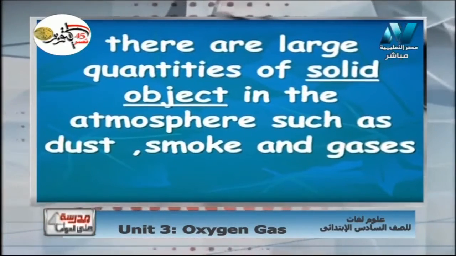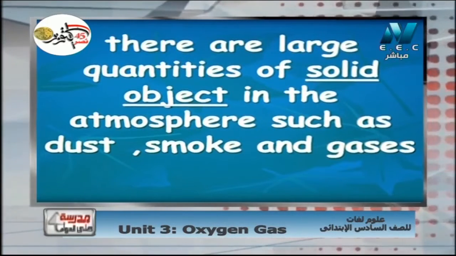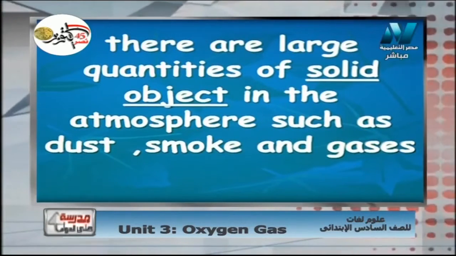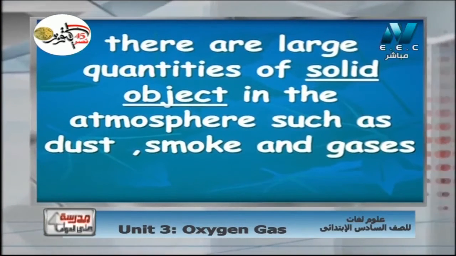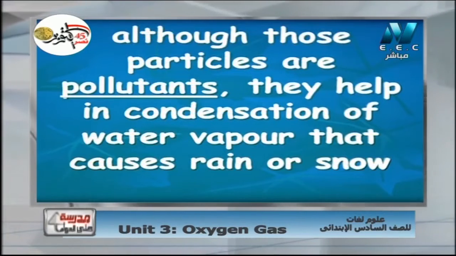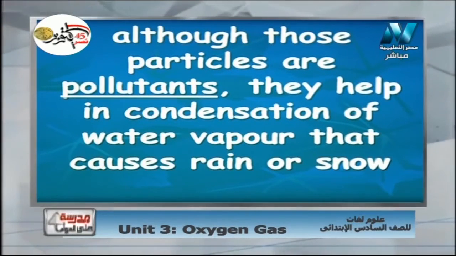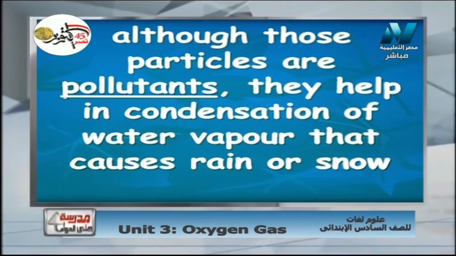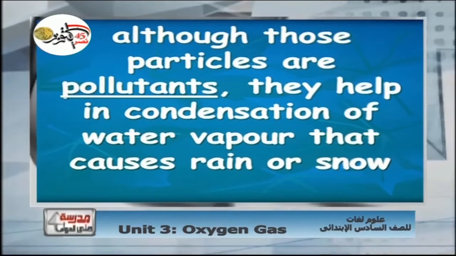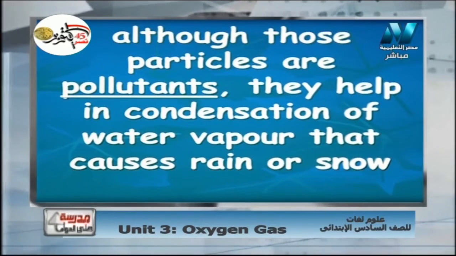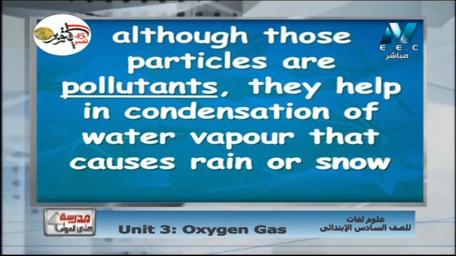Also, there are large quantities of solid objects in the atmosphere such as dust, smoke, and also gases. في حاجات صلبة في الغلاف الجوي أو كميات صلبة بنسميها dust تراب أو smoke الدخان. طب هل دي ليها أهمية؟ ليها أهمية مهمة جدا على الرغم إن هي ضارة جدا. Although those particles are pollutants, they help in condensation of water vapor. هي بتساعد في عملية تكثف بخار المية that causes rain or snow. وده اللي بيسبب الأمطار أو الجليد أو التلج في الدول البرد. يبقى إزاي بيتكون أمطار؟ بيحصل condensation تكثف للووتر فيبور حوالين البوليتانتس او الملوثات وده بيسبب الرين اند سنو.